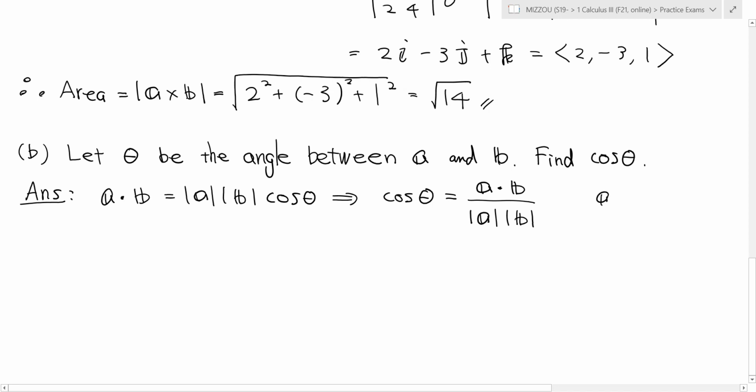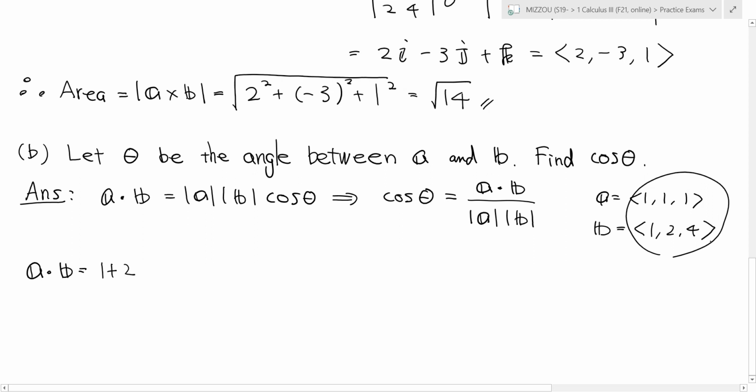So therefore, what you have to do is just compute the dot product and the magnitude of each of the vectors. Let's remember A is 1, 1, 1, and B is 1, 2, 4. So A dot B is what? Well, the dot product of those, that's 1 plus 2 plus 4, that's 7. And now, magnitude of A is what? Square, square, square. That's 1 squared plus 1 squared plus 1 squared, square root, that's square root of 3.